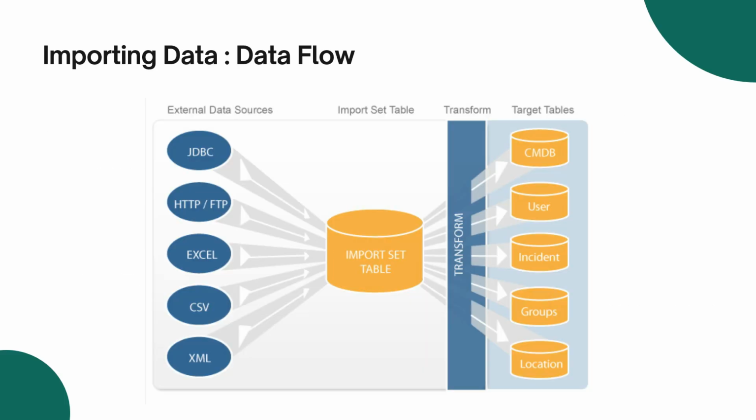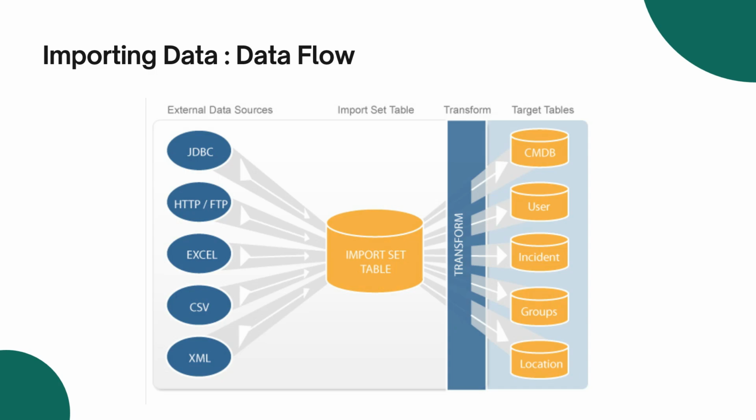In this picture, we have some different external data sources available. We have JDBC, FTP server, file, and different types of files like Excel, CSV or XML. And we are importing that data to our different ServiceNow tables. So how can we do this?